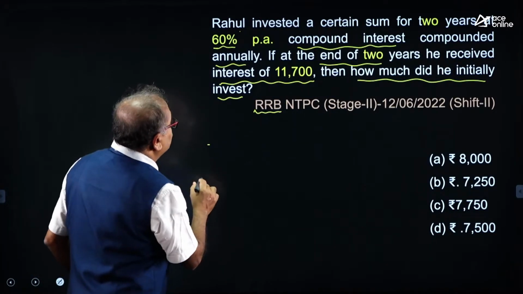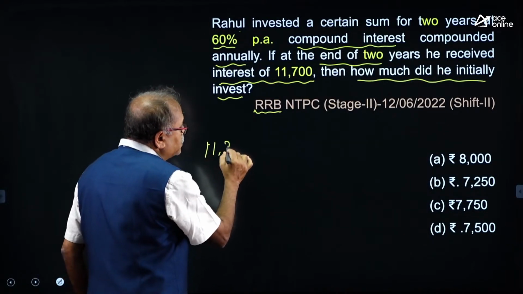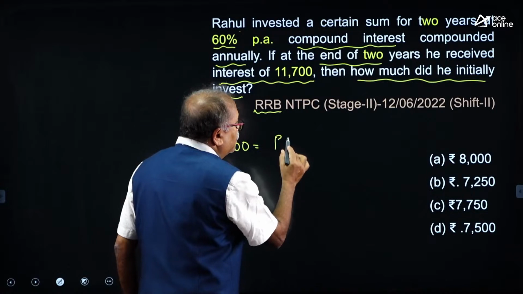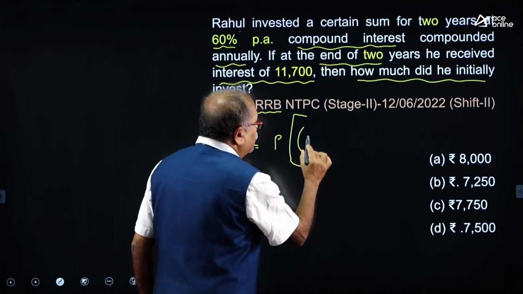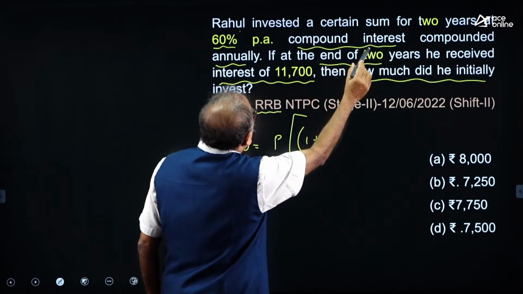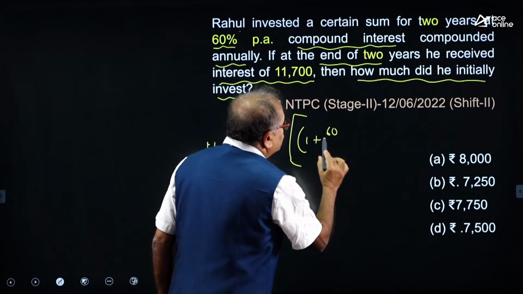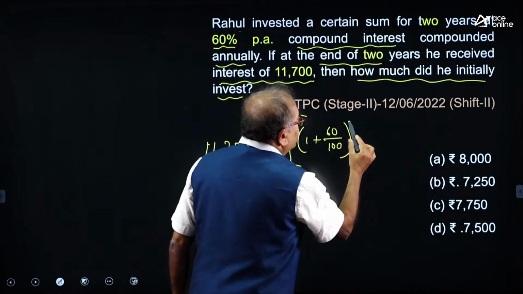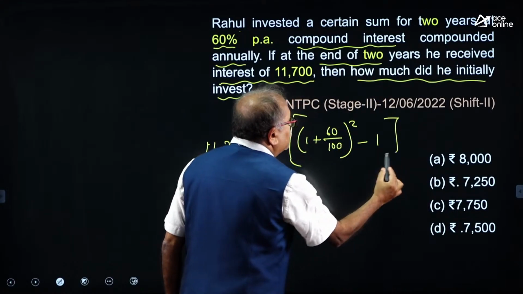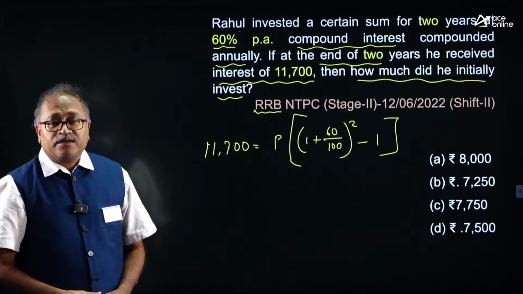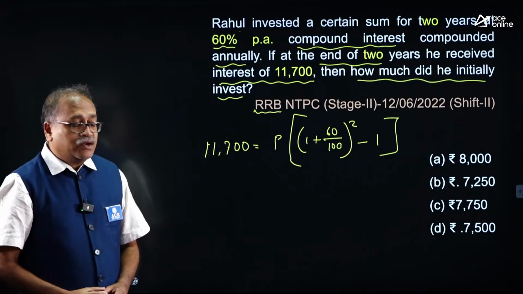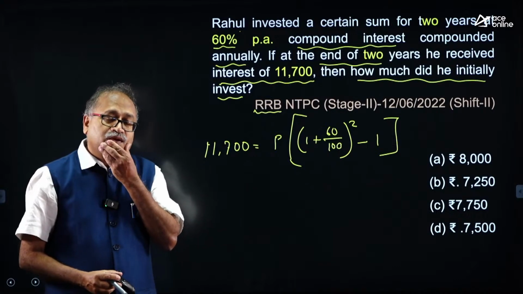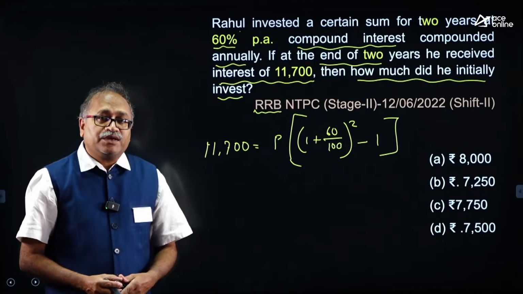How do you start this one? You start this way: CI, 11,700, is equal to P into (1 plus R by 100) to the whole power n, minus 1, where R is given to us as 60, so 60 by 100, and n is given as 2. You will write this formula and solve it. So in the best possible way, how can I solve this, reducing the volume of calculation?